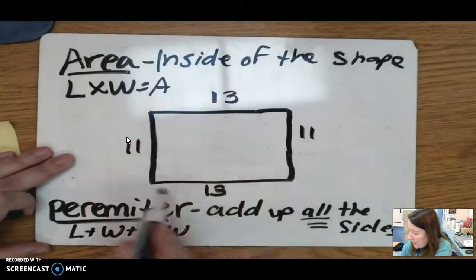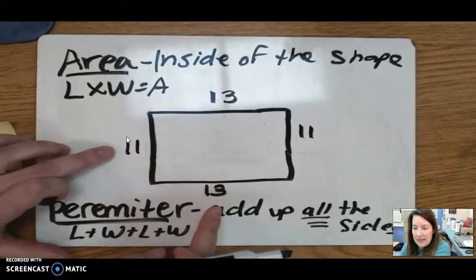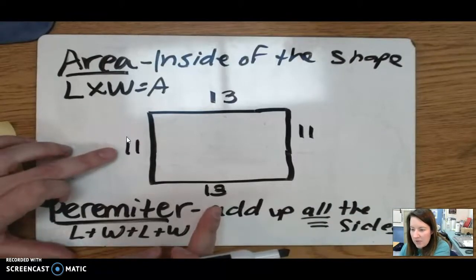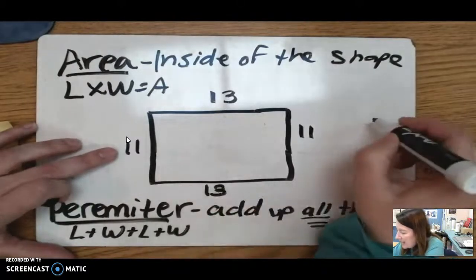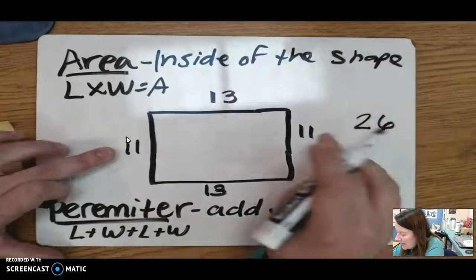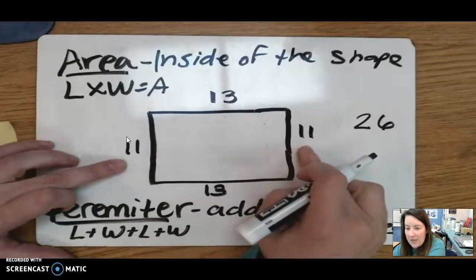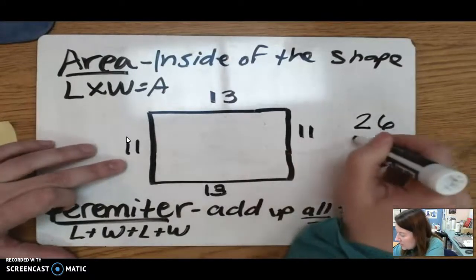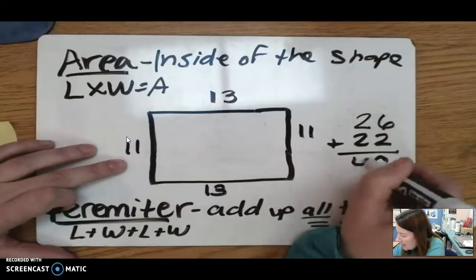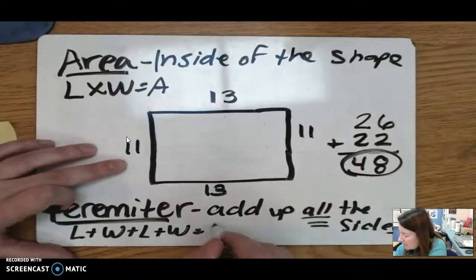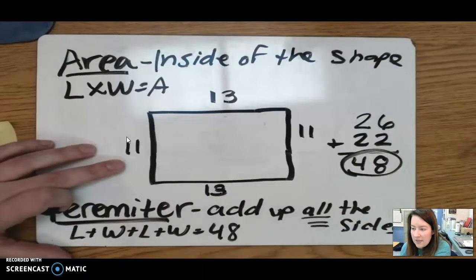So all the sides. So I went ahead and labeled the two other sides that I didn't have labeled so I wouldn't be confused. So I'm going to add them up. So I know 13 and 13, I can add those in my head, is 26. 11 and 11, I can add those in my head, that's 22. I add those up and I get 48. So the perimeter is 48.